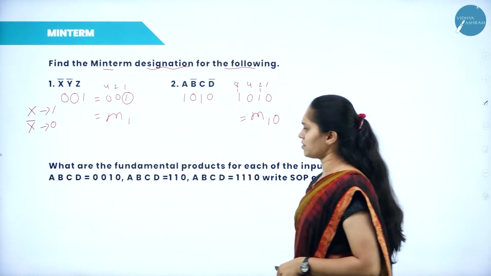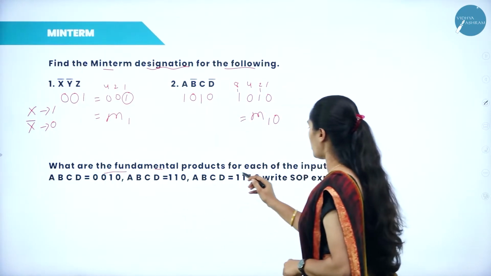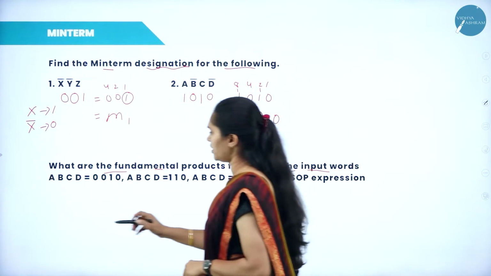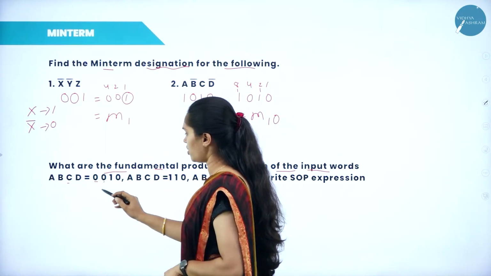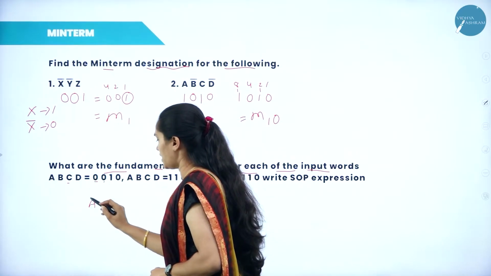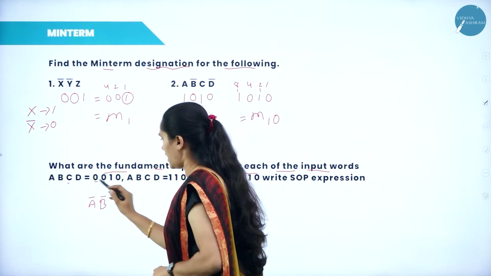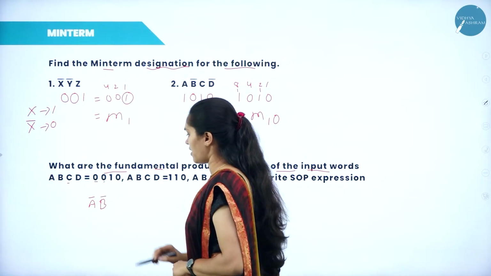So next, what we have here: what are the fundamental products for each of the input words ABCD equal to 00, 10? If it is 0, what am I supposed to write? A bar, B bar, and consider this value as C and consider this value as D.